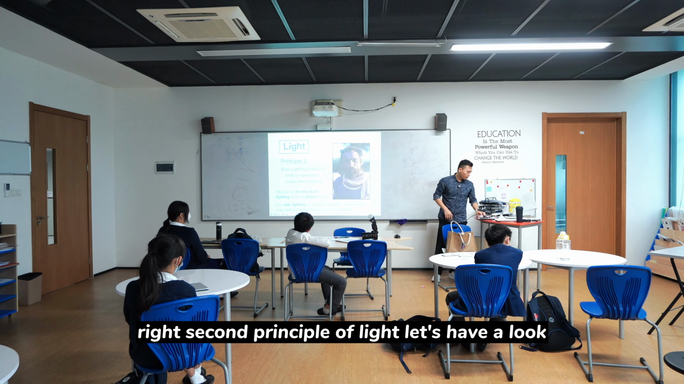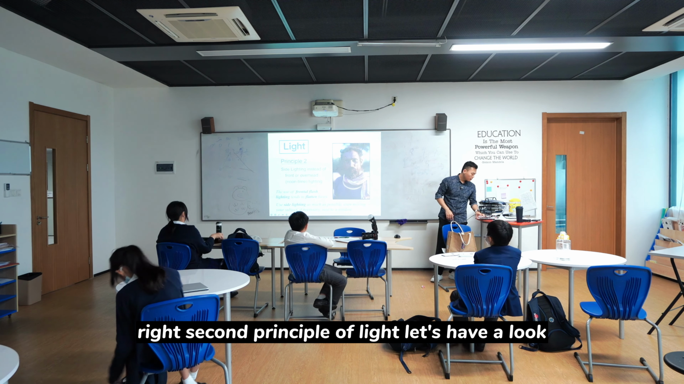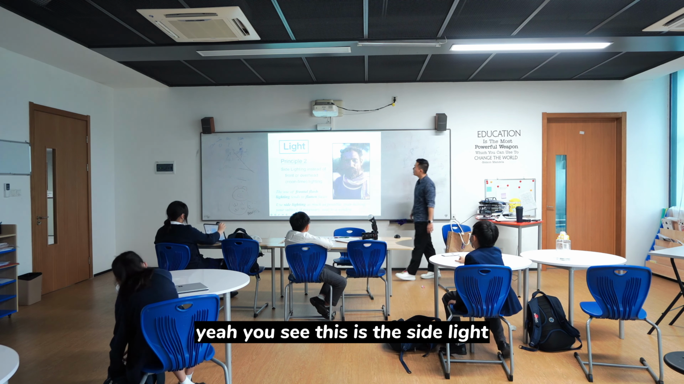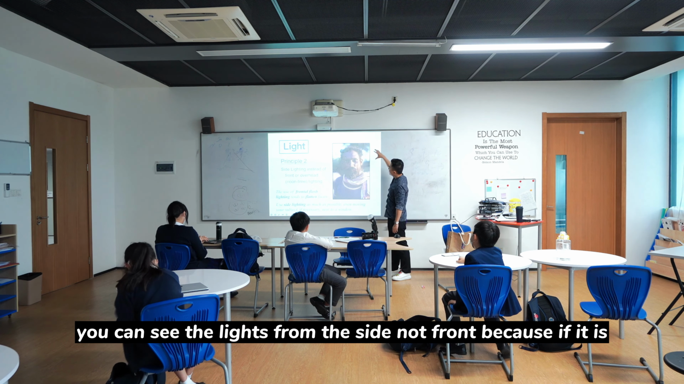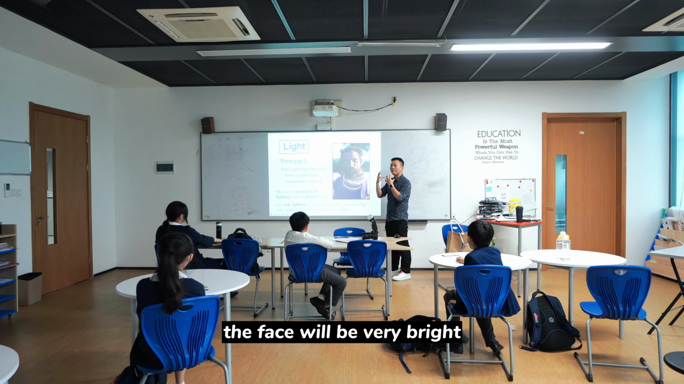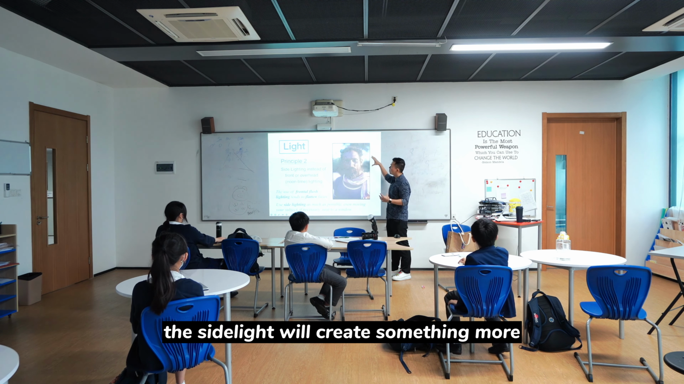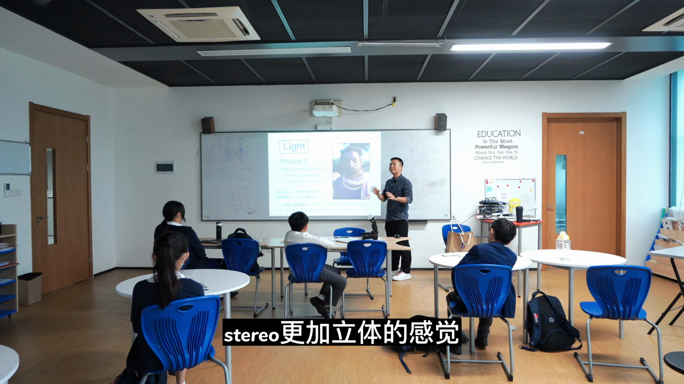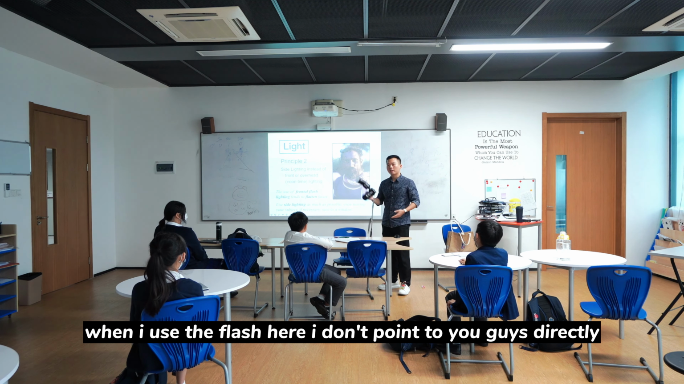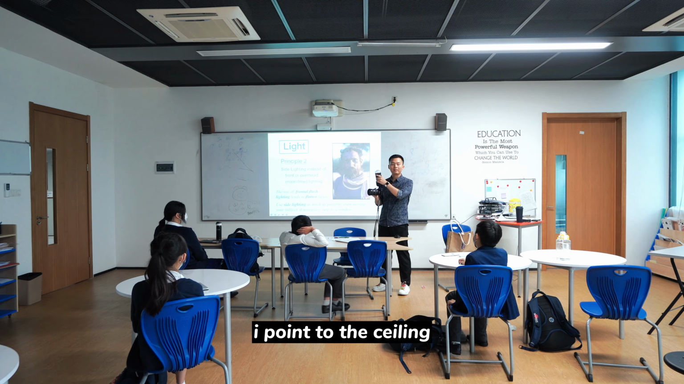Right, second principle of light. Let's have a look. Yeah, you see this is the side light. You can see the light from the side, not front. Because if it is front light, then the face will be very bright. The side light will create something more stereo, 更加立体的感觉. For example, here, when I use the flash, I don't point it at you guys directly. I point it to the ceiling.